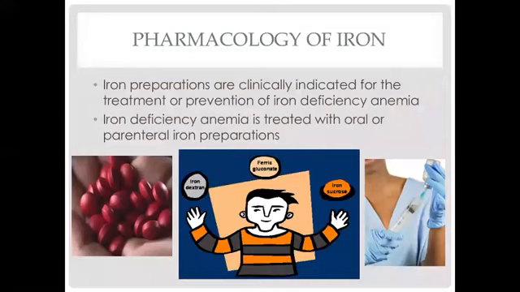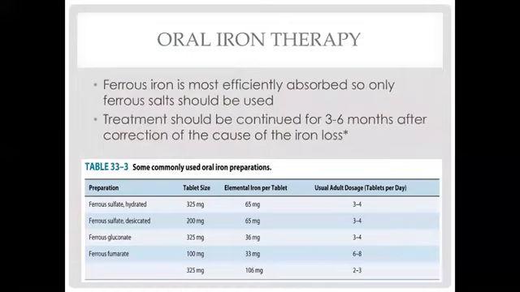Since iron is important for heme production, iron supplementation would be helpful in the treatment of anemias caused by iron deficiency. First, we can administer it orally, and parenteral preparations or parenteral administration can also be used. So as to correct anemias and replenish iron stores, we can use oral and also parenteral iron therapy. Ferrous iron is most efficiently absorbed, so only ferrous salts should be used for oral administration.